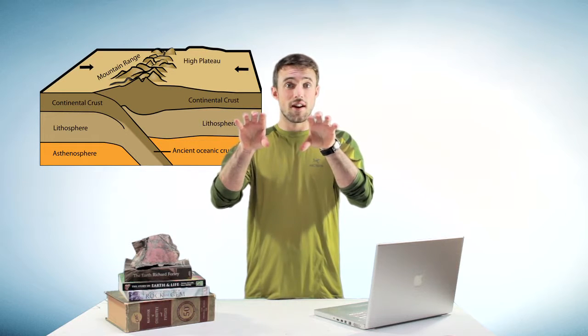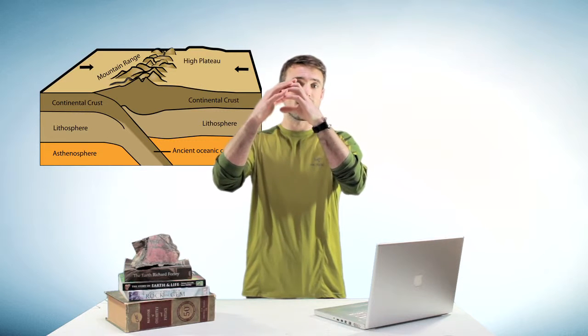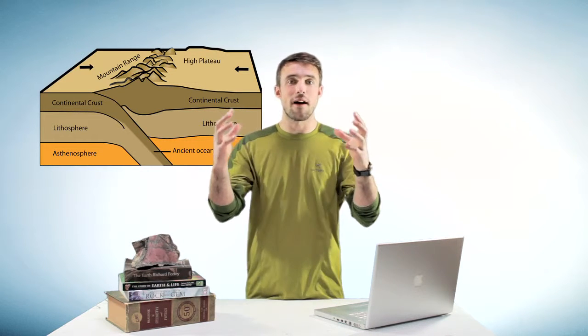So when they are pushed towards each other, one doesn't give way and go under. They sort of hit each other and slide over top of each other and mash up. And this has created some of the most dramatic mountain chains on Earth, the likes of the Himalayas in northern India and the Alps in Switzerland.